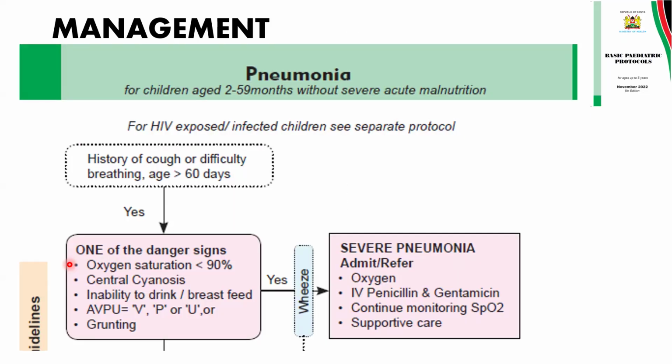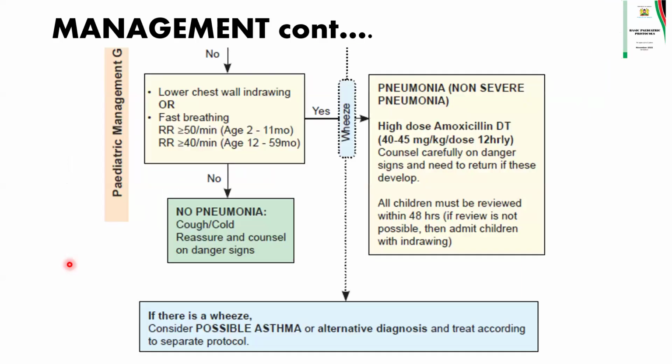Then if there are no danger signs, then you have lower chest wall indrawing or fast breathing. The breathing rate is age dependent, so the categorization depends on age. If the respiratory rate is more than 50 in 2 to 11 months, or more than 40 in 12 to 59 months, yes, that's classified as pneumonia or non-severe pneumonia.